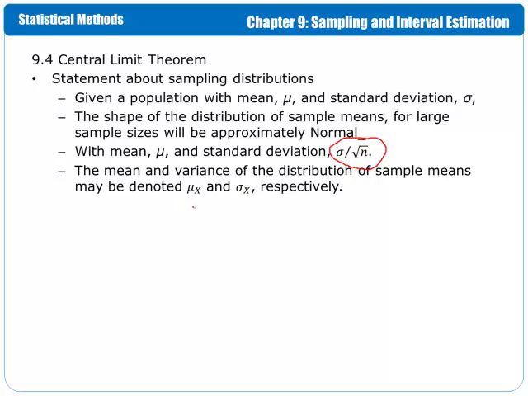And so instead of the mu and sigma that we had for the population, we're changing it to mu x bar and sigma x bar for the sampling distribution because we want to recognize that there is a difference between the standard deviation for the population and the standard deviation for the sampling distribution. And so we're just adding a little detail to make sure that you don't mix the two up.